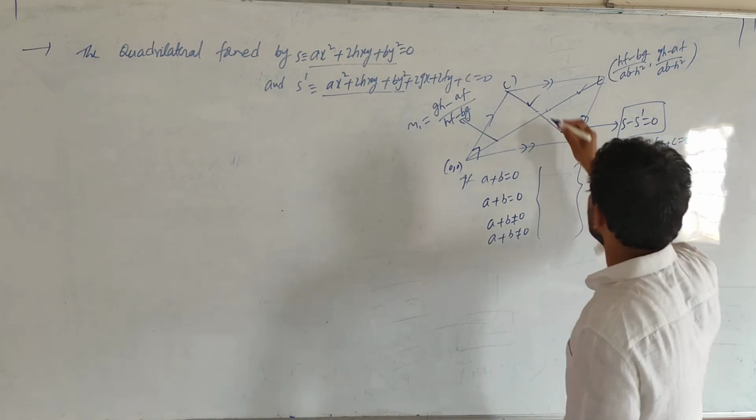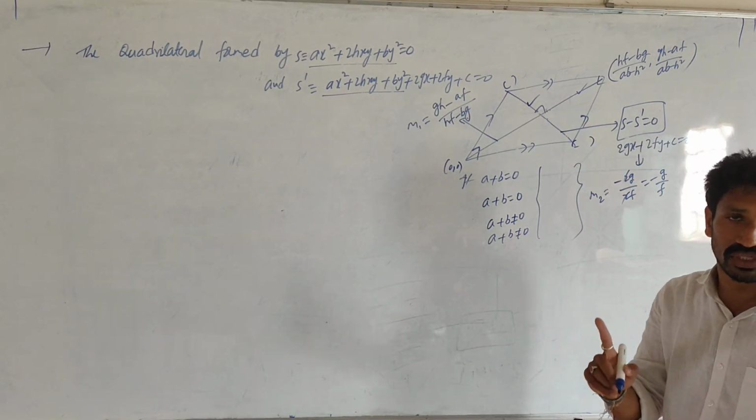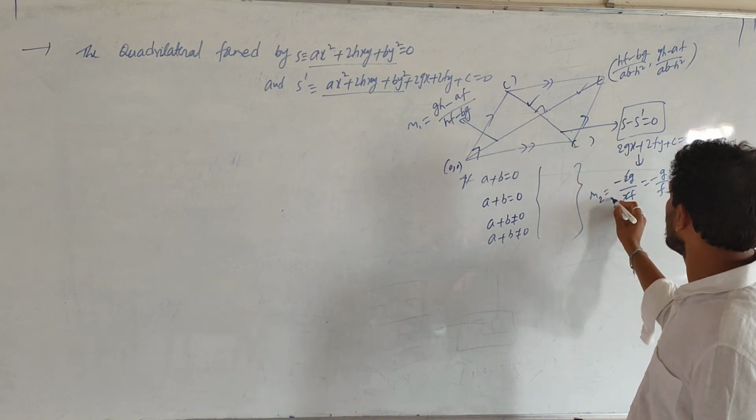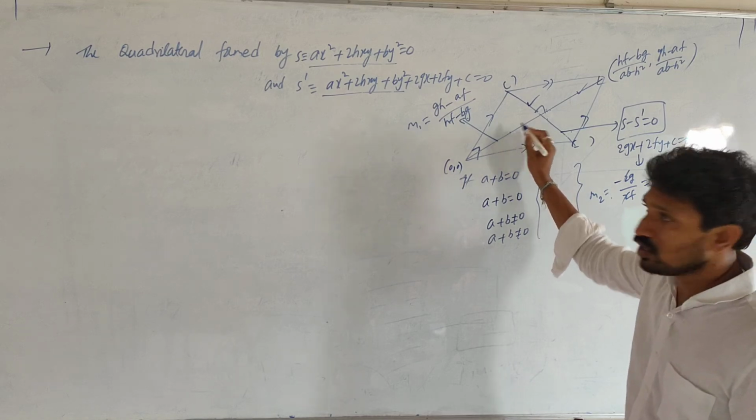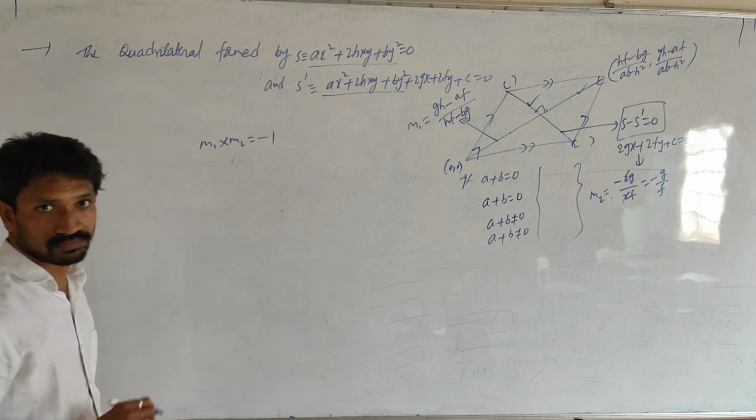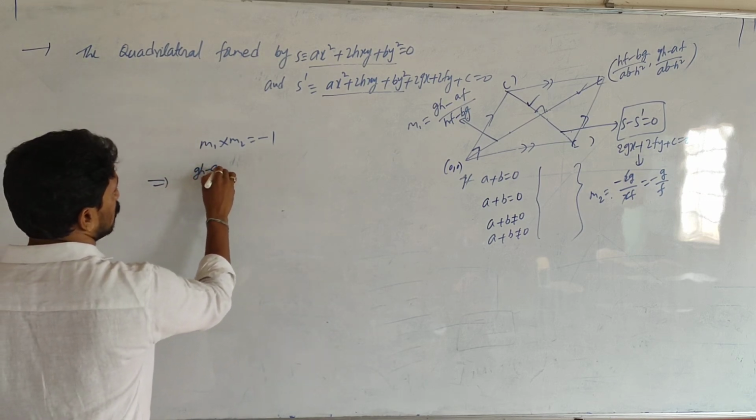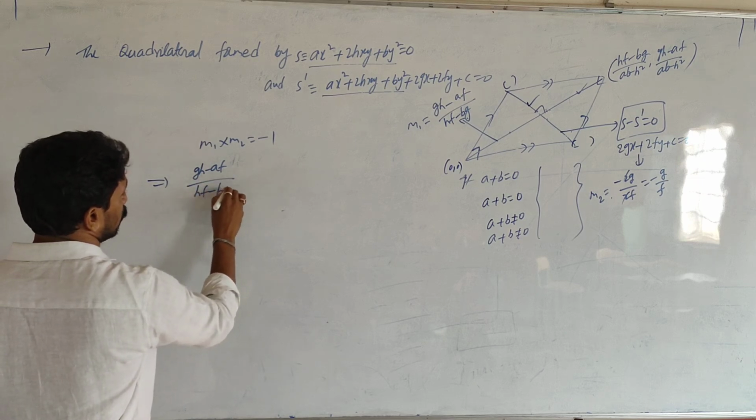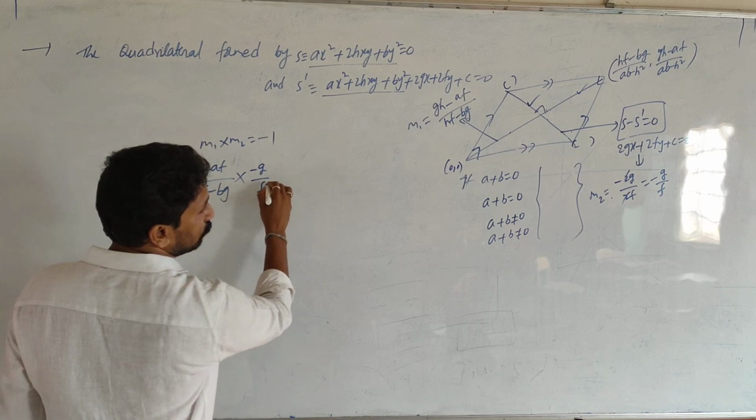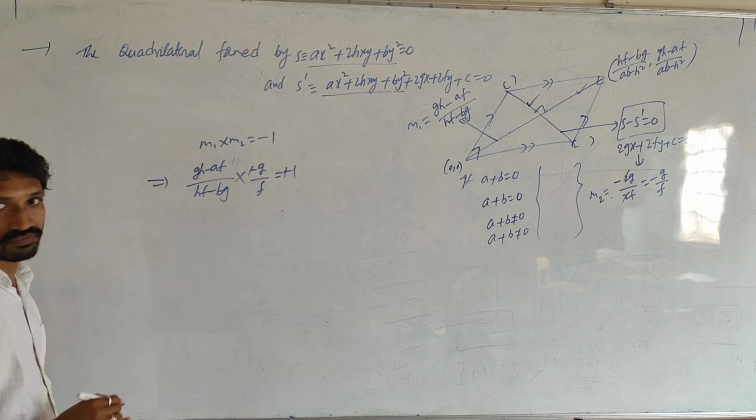In case these two diagonals are perpendicular, then the product of their slopes is equal to minus 1, because the slope of this one is m2, slope of this one is m1. So m1 into m2 is equal to minus 1. What is m1 here? gh minus af by hf minus bg, into m2, minus g by f, is equal to minus 1. This minus minus gets cancelled.